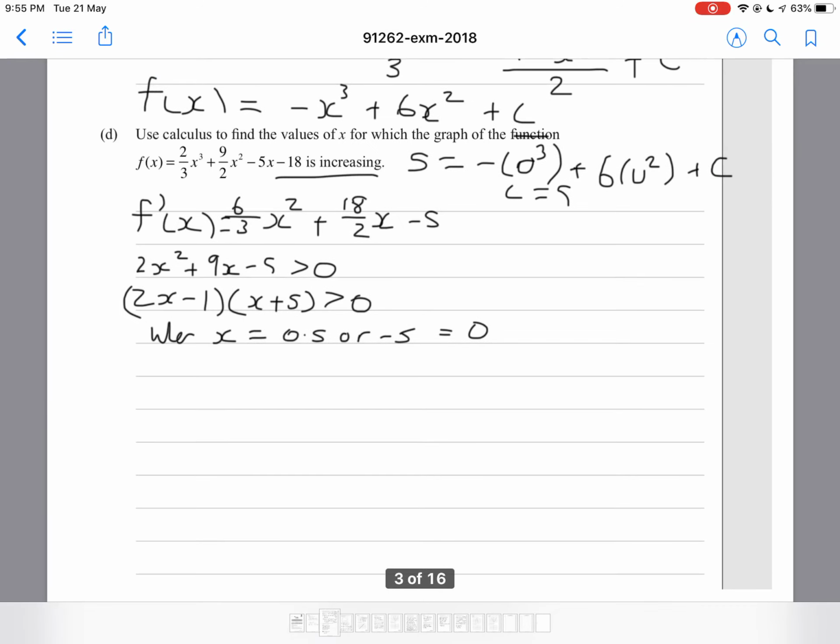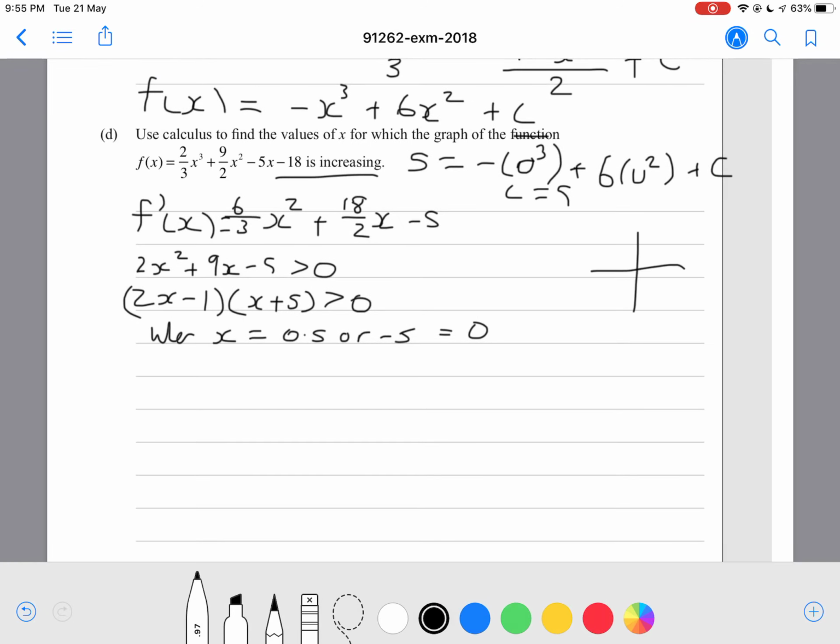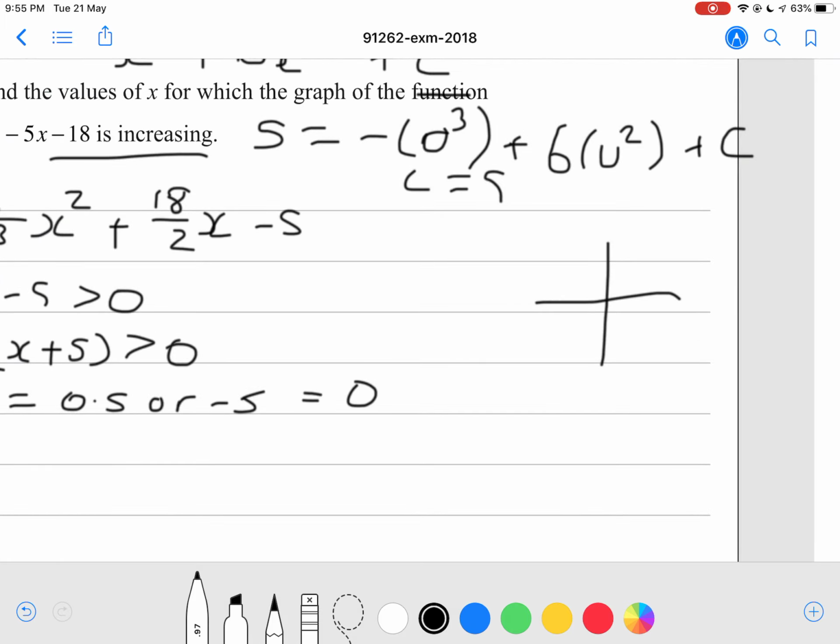So like I said, we have a parabola here. This is a positive parabola, so it's a positive, okay? So we can say the parabola looks like this. So you can see when it's more than 0, it's more like this. Sorry, it's more like that. Sorry, let me just draw this again. This is a bad parabola.